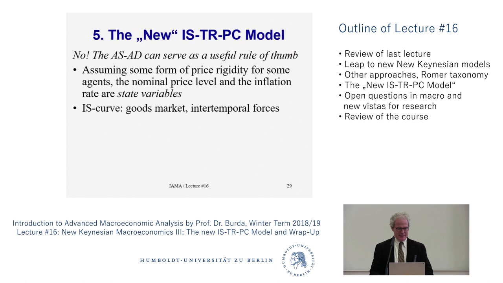Basically, you have to classify variables in your model, whether they're state variables or co-state / jumping variables. So we already have a great set of ingredients. We're there. All we have to do is put them together. We've got the IS curve. You may have heard about it in a different way.